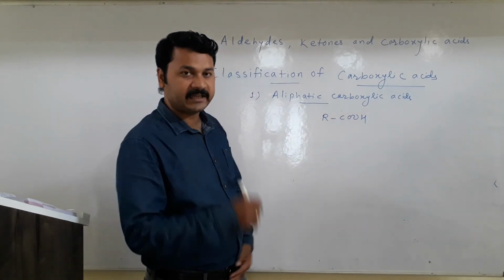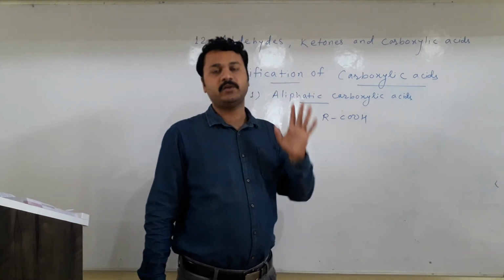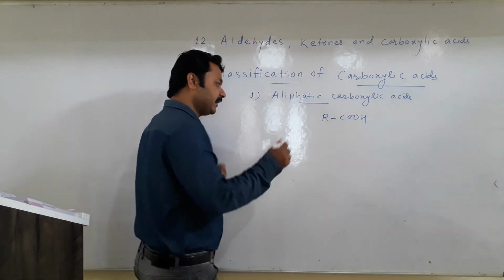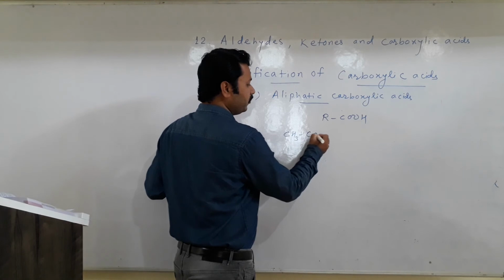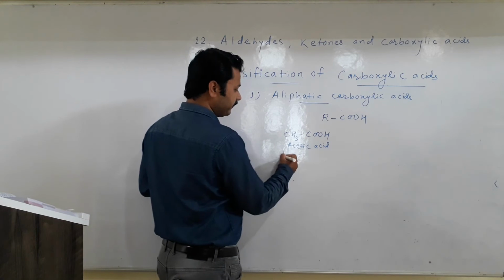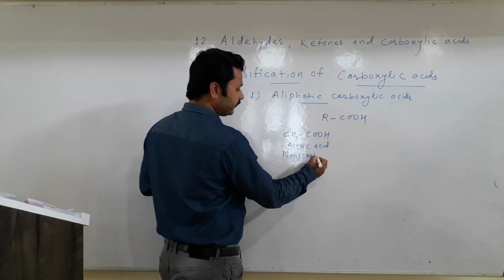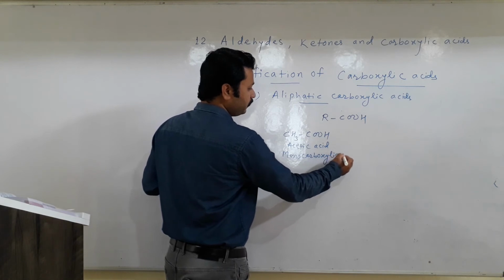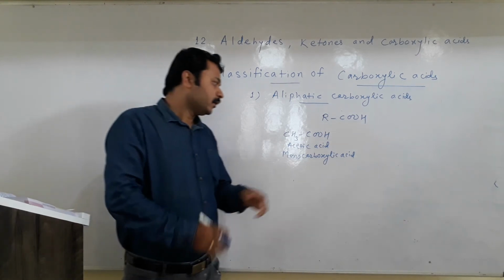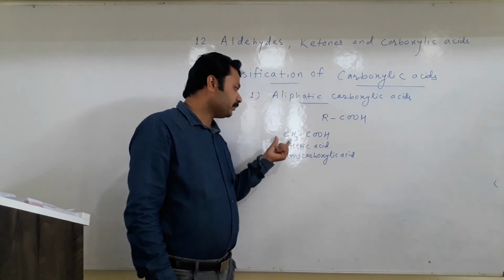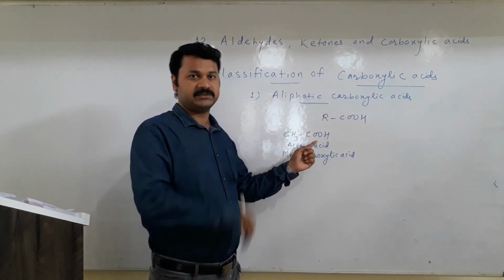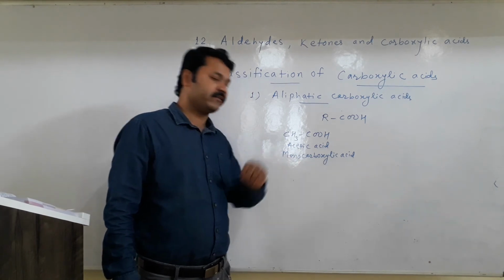If the carboxylic acid contain only one carboxylic group, only one COOH group, then it is called monocarboxylic acid. We take an example, CH3COOH. It is called acetic acid. It is the example of monocarboxylic acid. So in this example, COOH group is attached to methyl group. And in this example, there is only one COOH group, one carboxylic group. So it is called monocarboxylic acid.